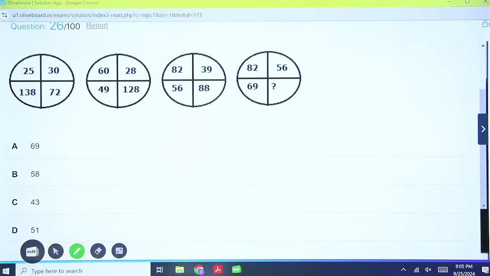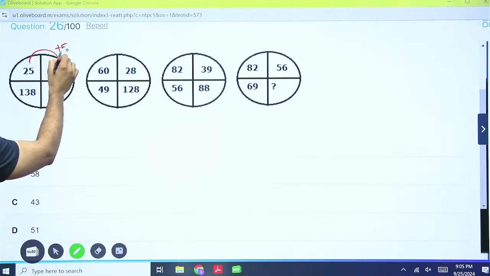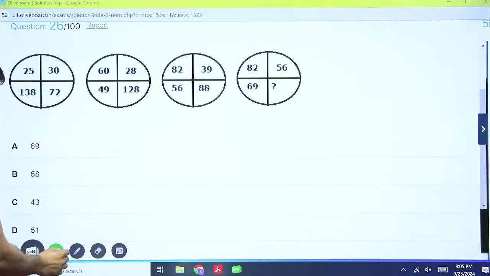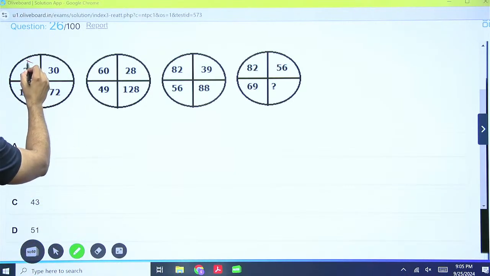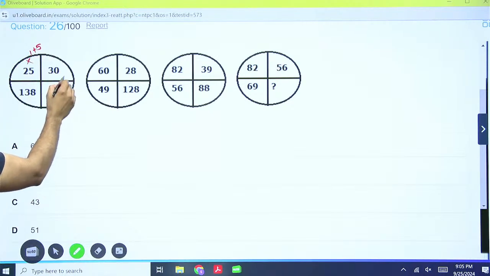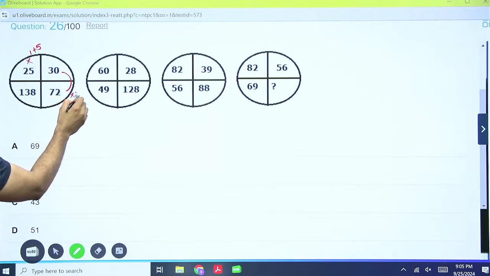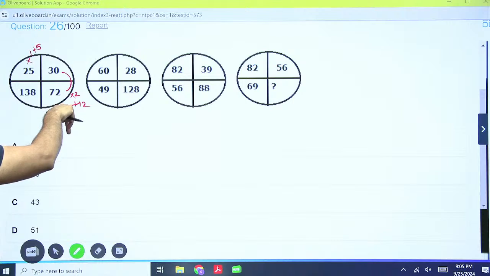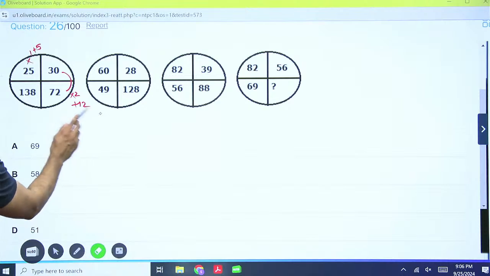Okay, so what can we do? Can we add plus 5, or can I say 25 multiply 1 plus 5, 32, 70, multiply 2 plus 12? But I don't think this series will align with that logic. Multiply 1 plus 5 then multiply 2 plus 12 does not make any sense. So what should be the logic?